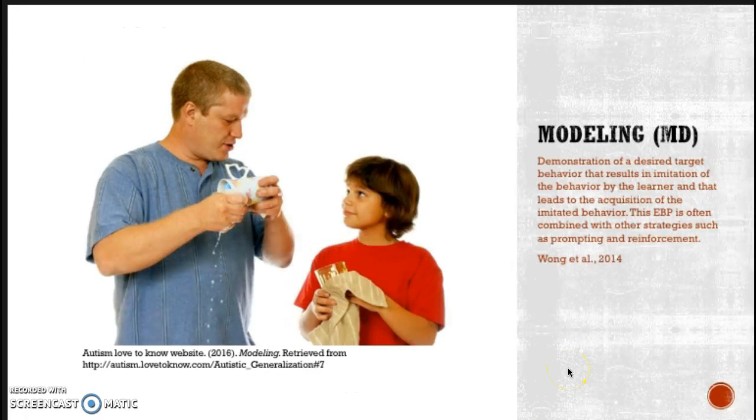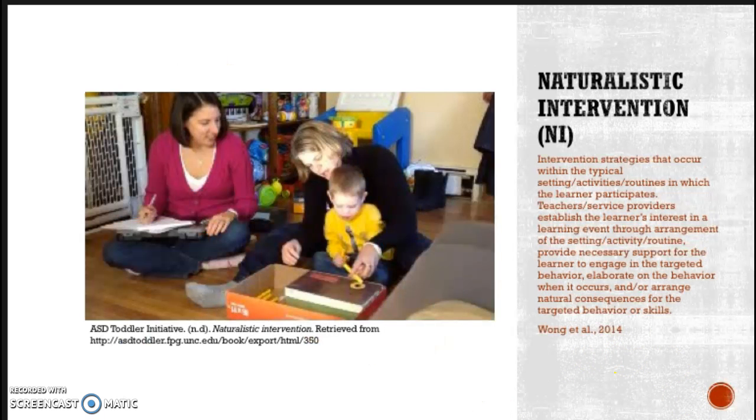Modeling. Demonstration of desired target behavior that results in imitation of the behavior by the learner and that leads to the acquisition of the imitated behavior. It's usually combined with other strategies such as prompting and reinforcement. Naturalistic interventions are intervention strategies that occur within the typical setting, activities, and routine in which the learner participates. Teachers or service providers establish the learner's interest in learning events through arrangement of the settings, activities, or routine, provide necessary support for the learner to engage in the targeted behavior, elaborate on the behavior when it occurs, and/or arrange natural consequences for the targeted behavior or skill.